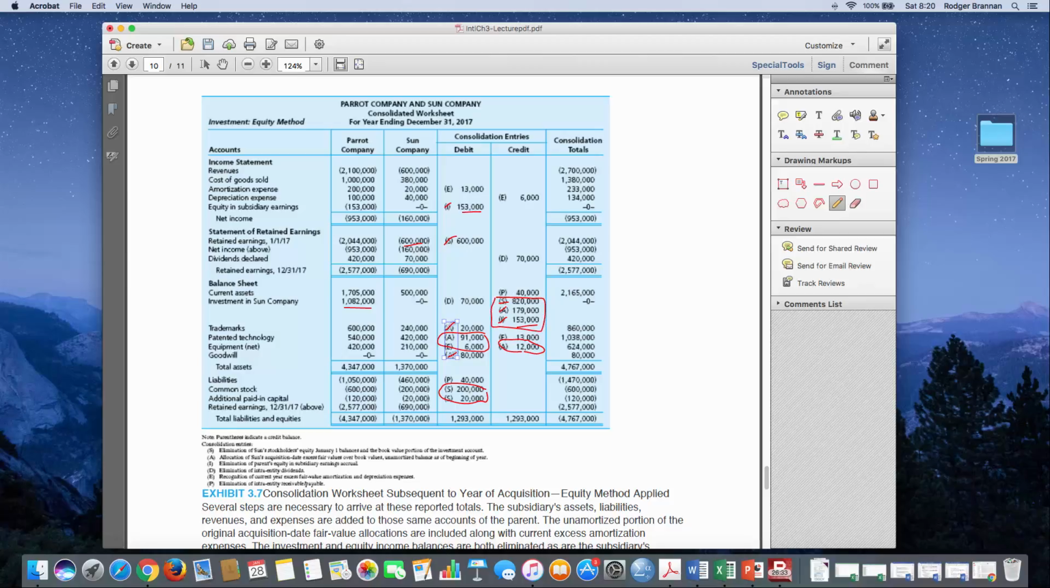Number one, I wiped it out against the beginning equity of Sun. I wiped it out against the 170.98 against the net book values of the assets that were acquired at the beginning of the year. And then two, the last adjustment here would be for the net earnings of the subsidiary for Sun.